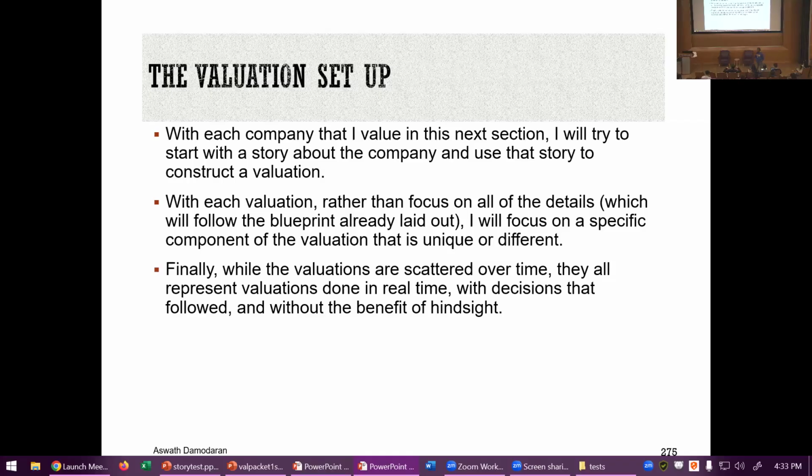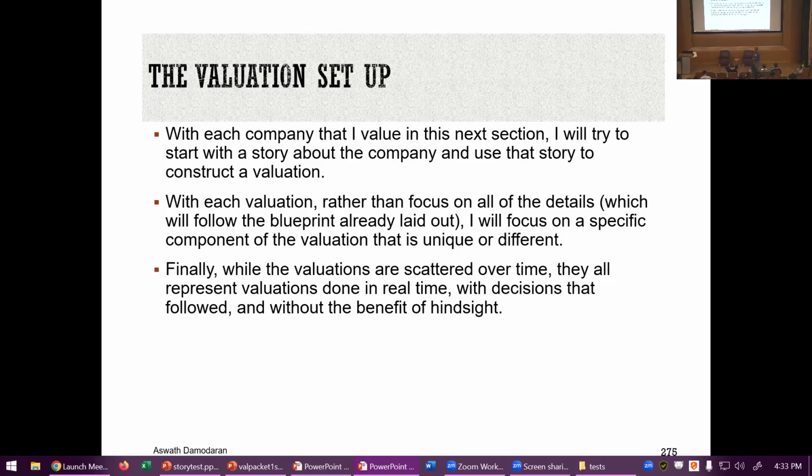I'm going to value a variety of companies. Some are going to be mature, some are going to be growth companies, some are young, some are old, some are developed, some are emerging market. But with each company, rather than go through the whole valuation, which is going to be incredibly tedious, I'm going to pick on one or two aspects in every valuation where I want you to focus and say, this is what is new about this valuation.